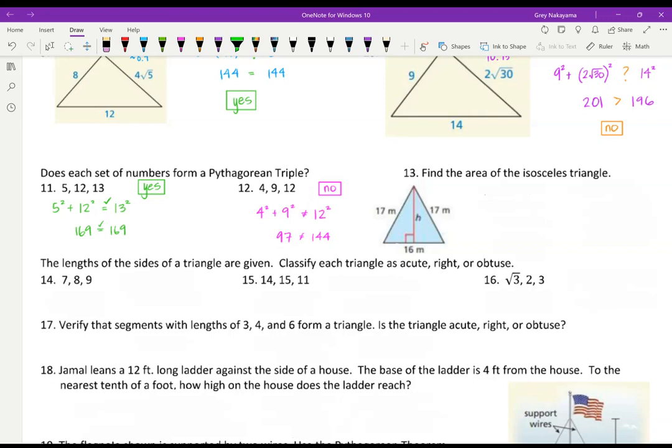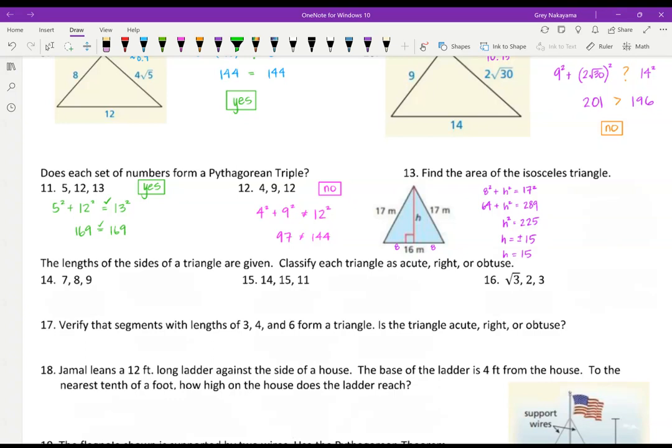All right, find number 13, find the area of the isosceles triangle. So I'm sure you remember your isosceles triangle theorem that tells us when we drop an altitude from the vertex angle of an isosceles triangle, it bisects the base. So that means each of these is 8. So if I need to find h to find that area, then that means that 8 squared plus h squared equals 17 squared. 64 plus h squared equals 289. H squared equals 225. And h equals plus or minus 15, so h equals 15.